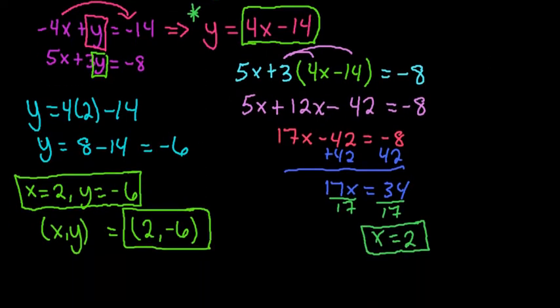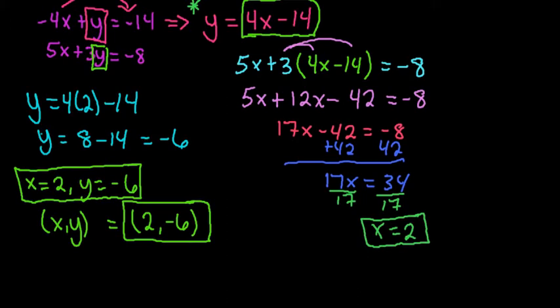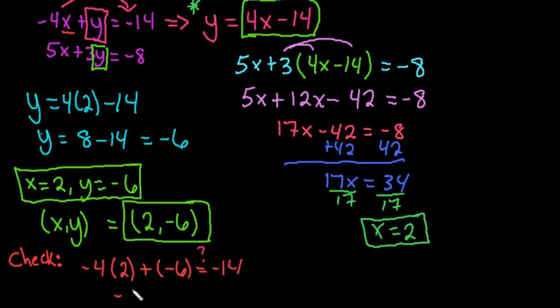Remember to check your work. All you have to do is plug your values back into your original equation. It's always a good idea to check just to make sure that you didn't make a mistake, because we all make mistakes. I make mistakes all the time. So make sure that you check it by replacing x with 2 and y with negative 6. If we check the first one, we would do negative 4 times 2 plus negative 6, and we would see, does this equal negative 14? And we can see that negative 8 minus 6 is indeed negative 14.